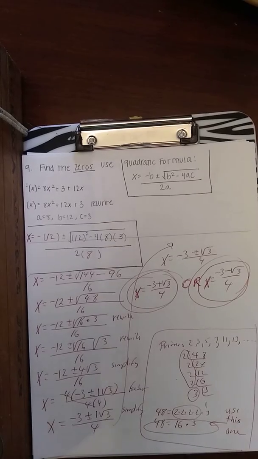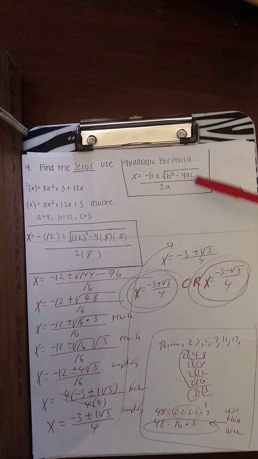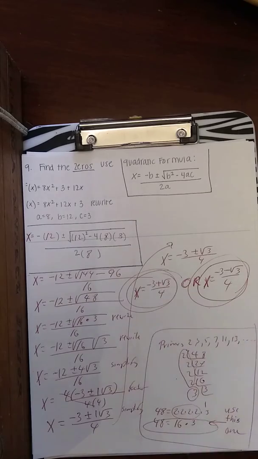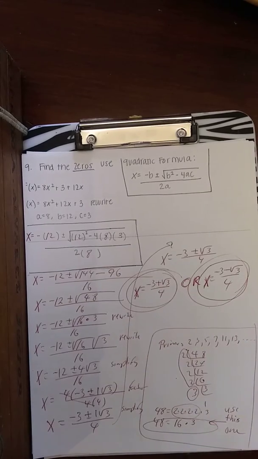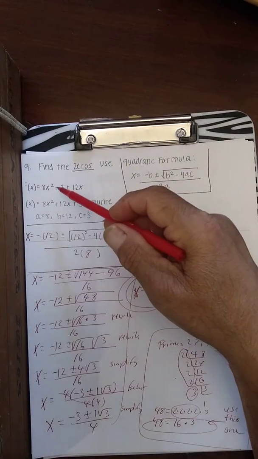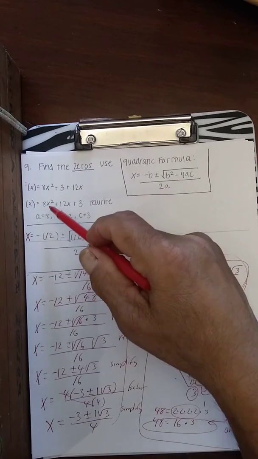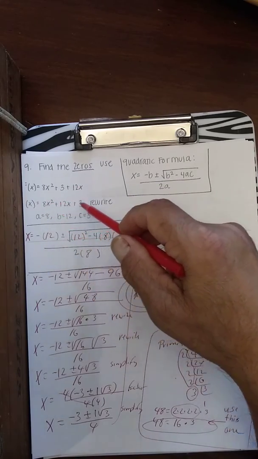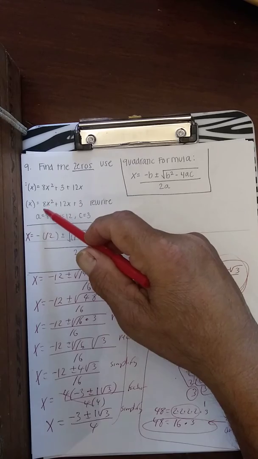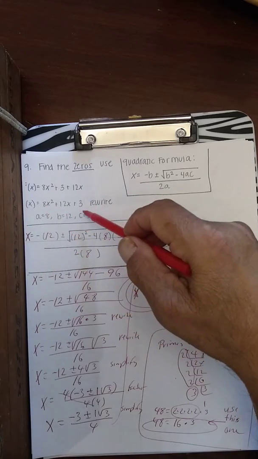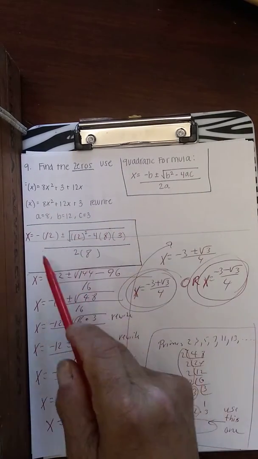Alright, let's find the zeros using the quadratic formula. So here's the quadratic formula. The original problem is 8x squared plus 3 plus 12. Rewrite it in standard form, 8x squared plus 12x plus 3. Now a is 8, b is 12, and c is 3. In the formula, we're going to put these numbers there.